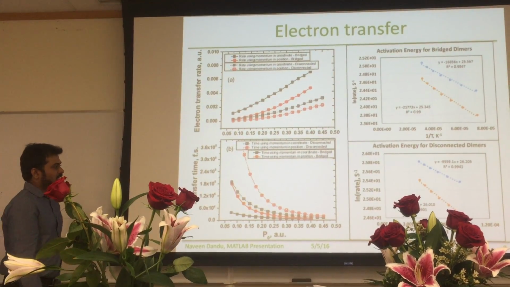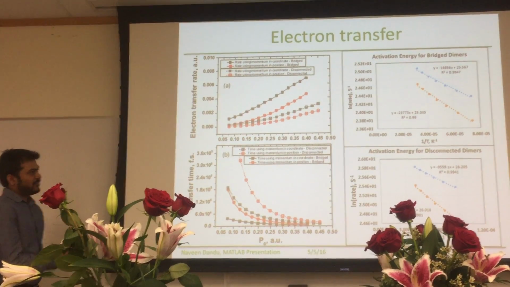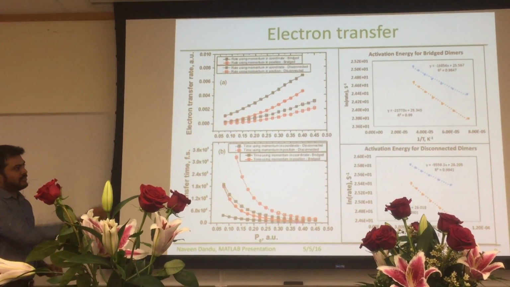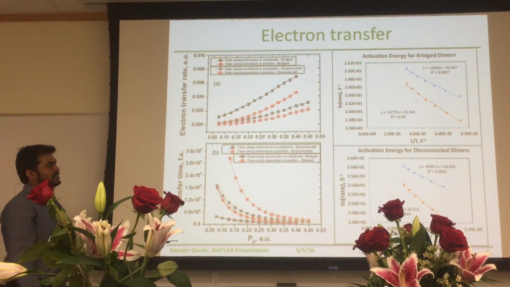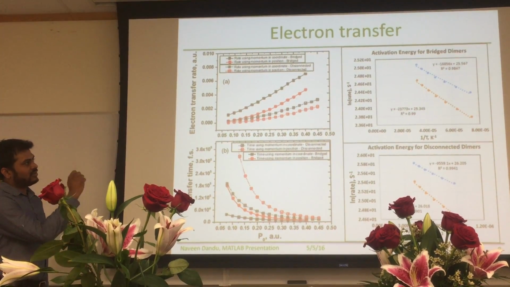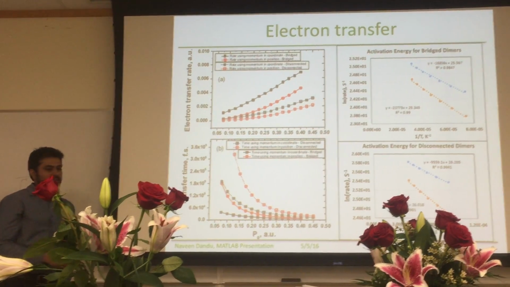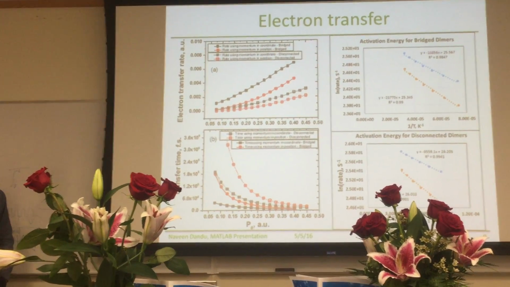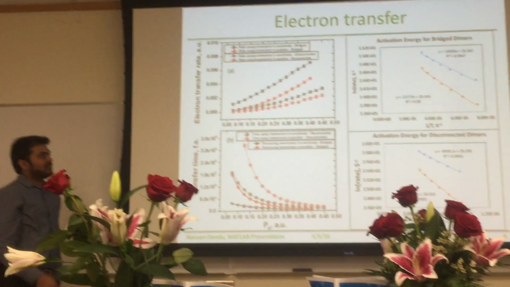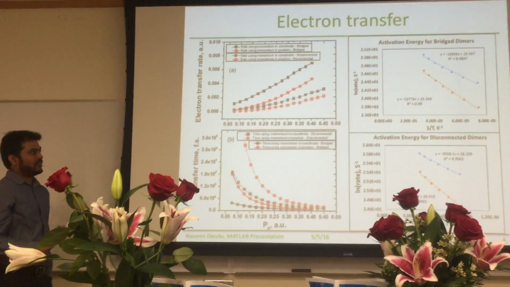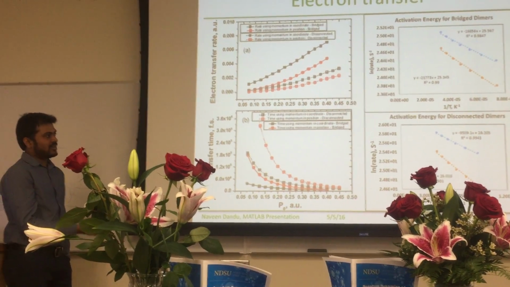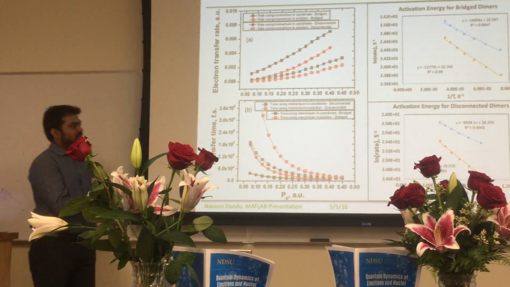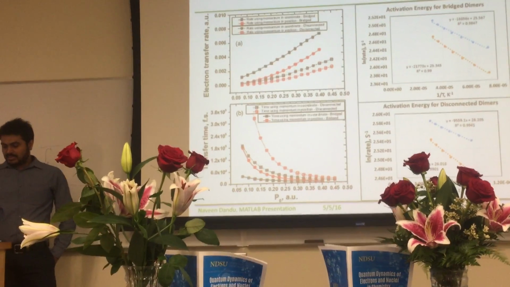As we have the rate constants here, I compared them with the temperatures and utilized the Arrhenius equation to plot the Arrhenius graphs, and I found the slopes, from which I calculated the activation energies. I found that the activation energy trend is similar to what I found through the potential energy surfaces, that the activation energy is much lower for bridged dimers compared to the disconnected dimers.